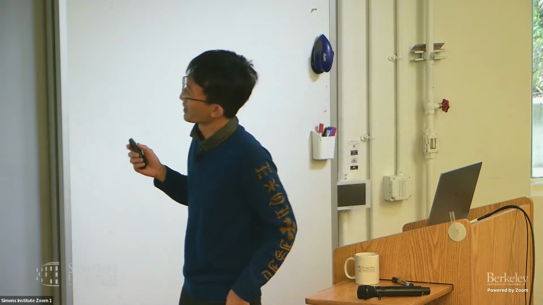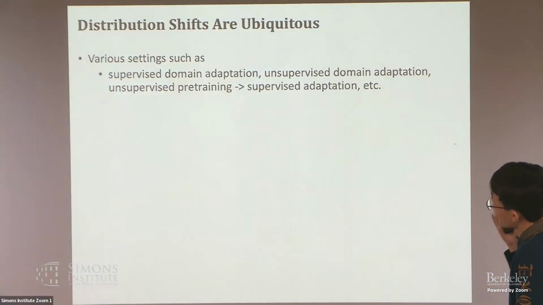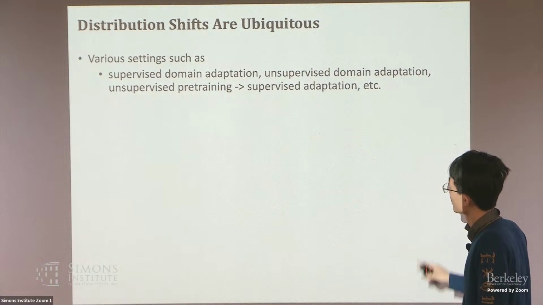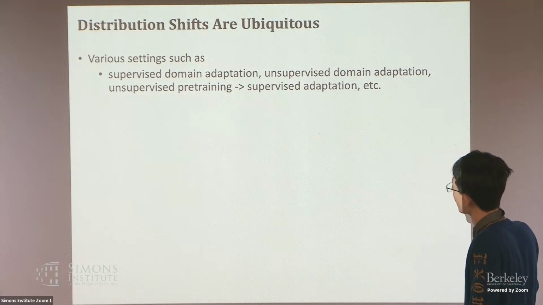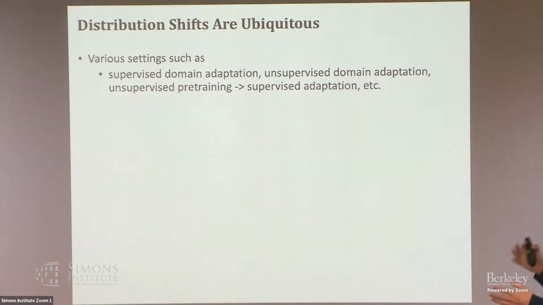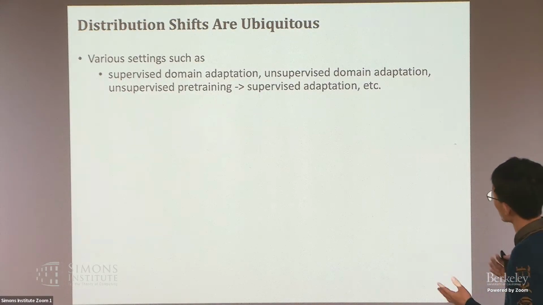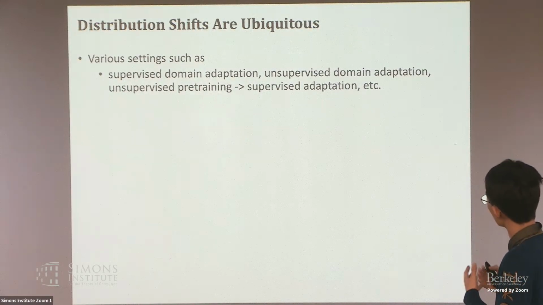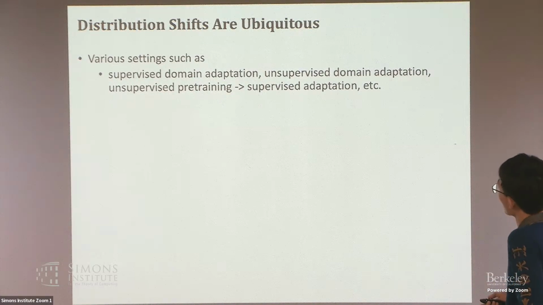But anyway, I probably don't have to say domain shift is ubiquitous. There are many different settings which I'm not going to talk about. There are supervised domain adaptation, unsupervised domain adaptation, and now in this foundation model era, there's also unsupervised pre-training, and then you adapt the models to new downstream tasks with supervised adaptation, or zero-shot, multi-shot, few-shot adaptations. But these are not the settings I'm going to talk about.